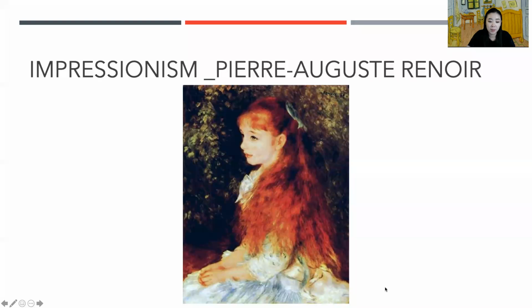And he left so many beautiful portrait paintings like this. Look at the brush stroke on her hair. It is soft, but every single stroke is alive.